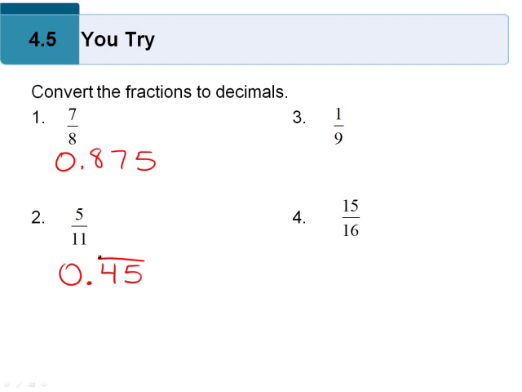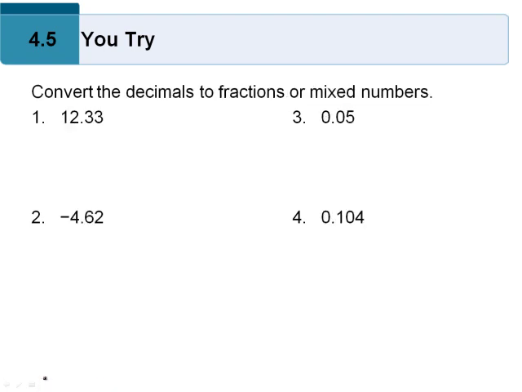Okay? 1/9, 1 divided by 9, gives you 0.1, and the 1 repeats forever and ever. So you could put 2 1s if you wanted to, but the 1 is enough because that's the pattern. And 15/16, you divide and you get 0.9375. So that one terminated, canceled out to 0.